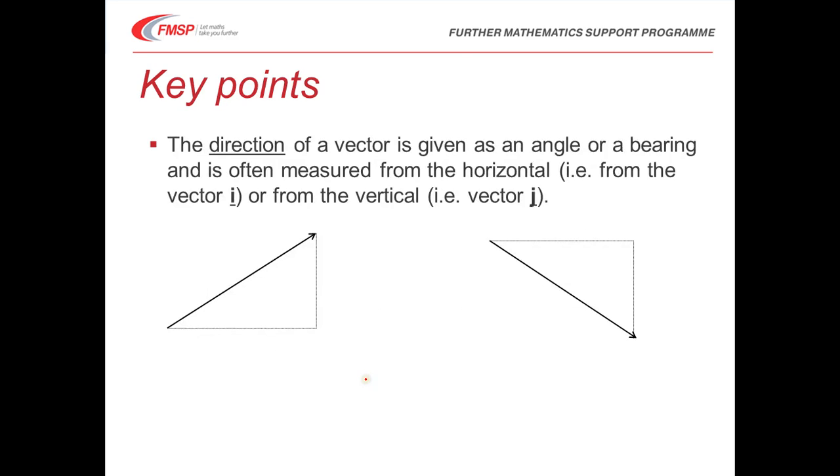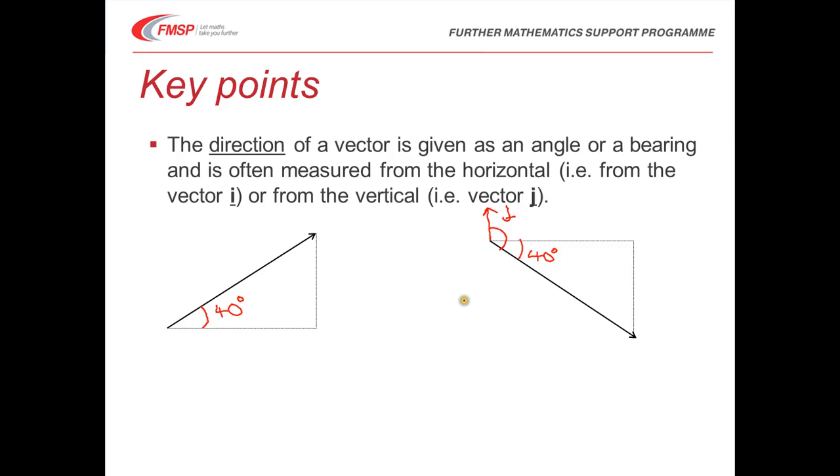The direction of a vector varies from question to question, but commonly we give it in relation to the horizontal. So you would use trigonometry to work out the size of this angle, and you would say, let's say it's 40 degrees, you would say it's 40 degrees above the horizontal, or you might say it's 40 degrees below the horizontal. Sometimes examination questions ask you to measure from the vector j, which is vertically upwards.